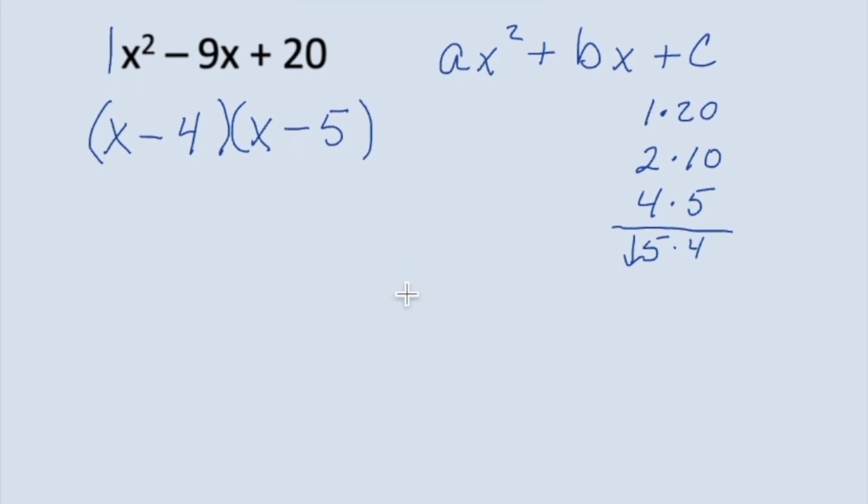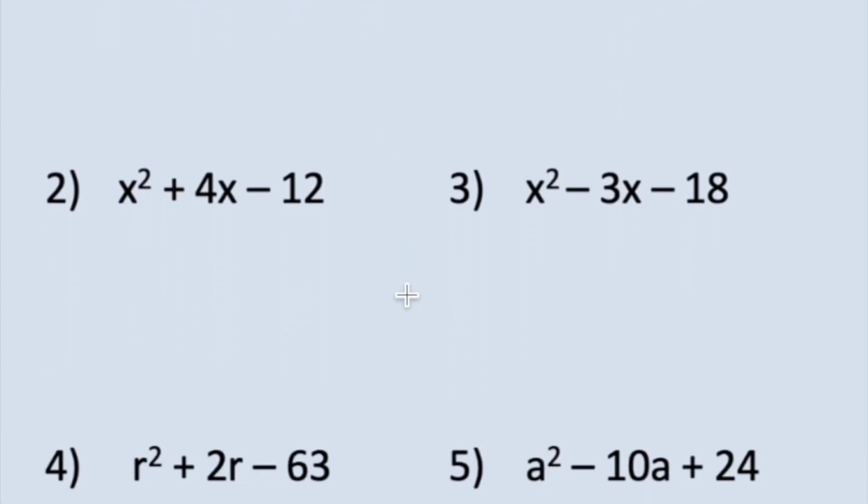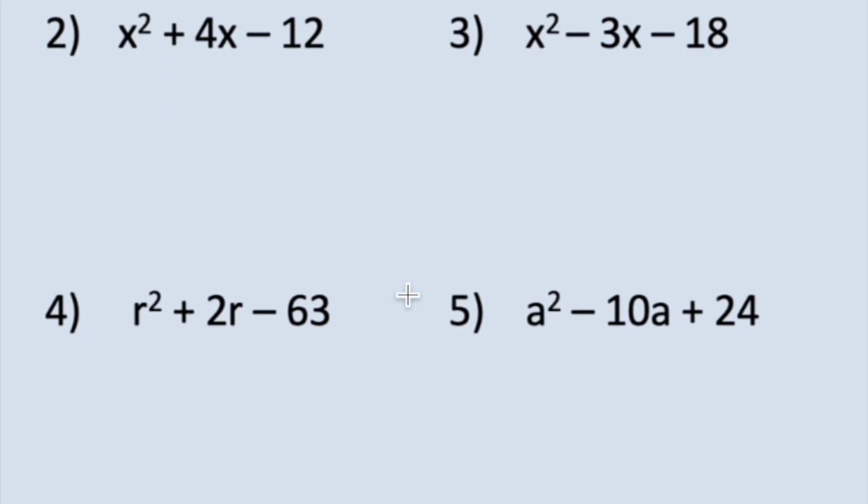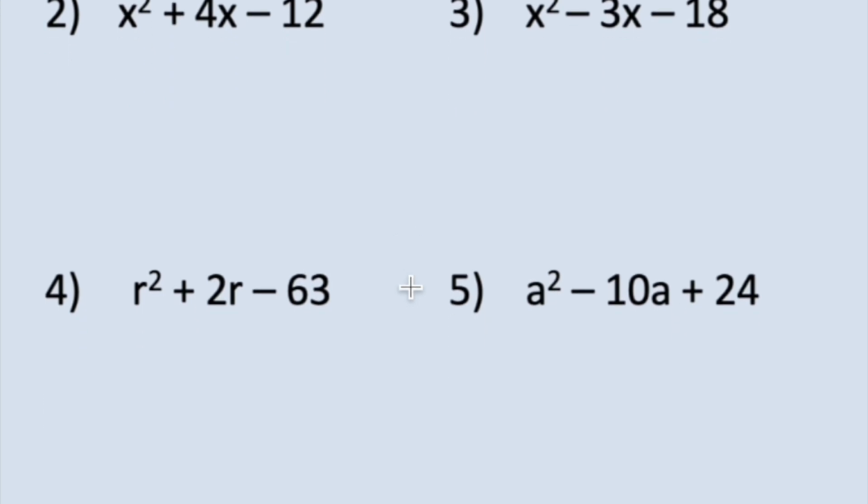So I'm going to set you up on a couple problems here. Take a second, see if you can factor these problems, and then I'm going to come back and go through them with you.